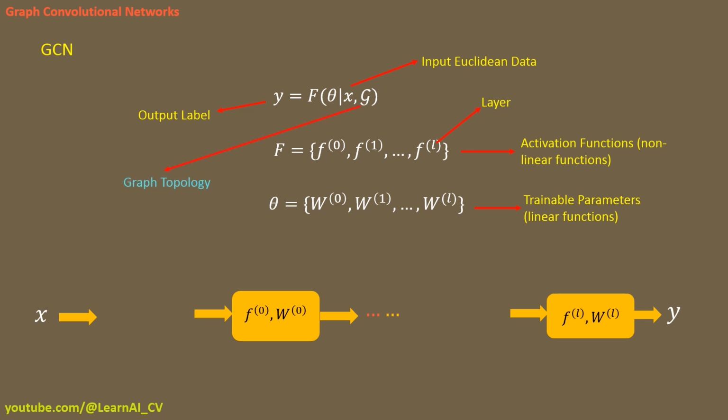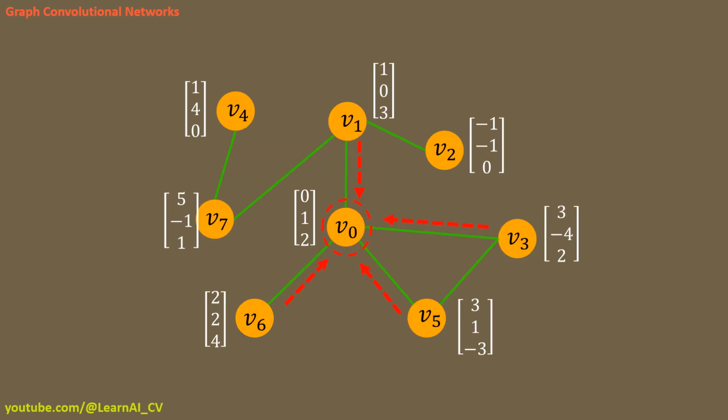A general GCN layer is composed of two main components, an aggregator and a neural network. The aggregator component aggregates the information from the neighbor nodes, and the neural network updates the representation of the node. Consider node V0 in the figure. We apply a simple GCN model to this node. As you see, node V1, node V3, node V5, and node V6 are the neighbors of the node V0.